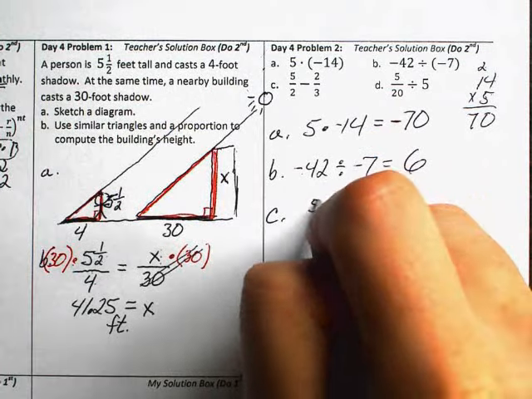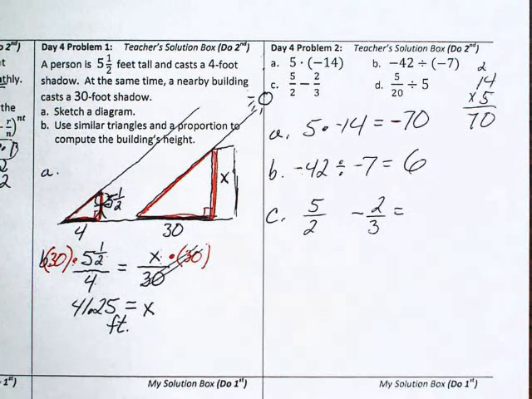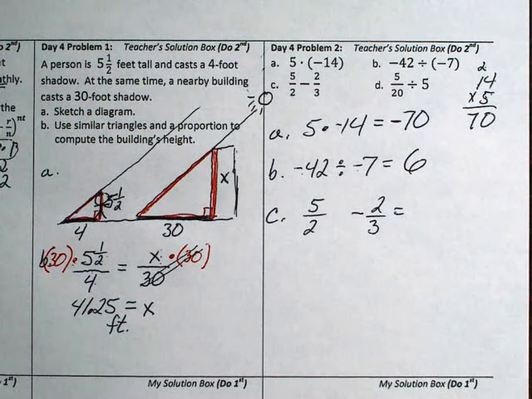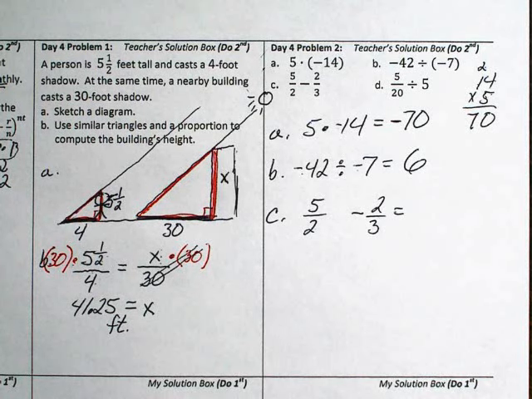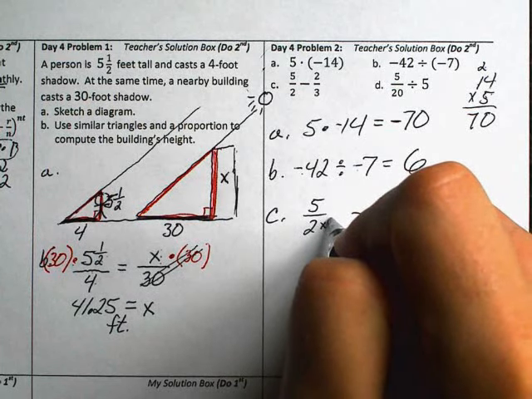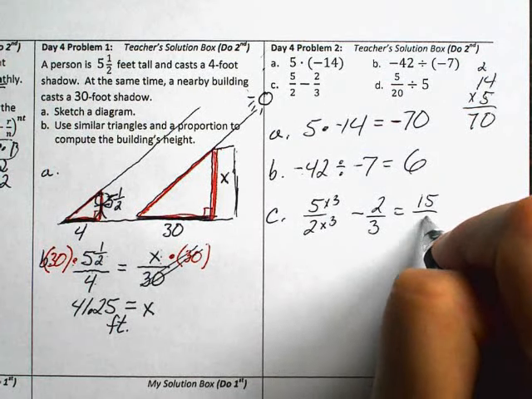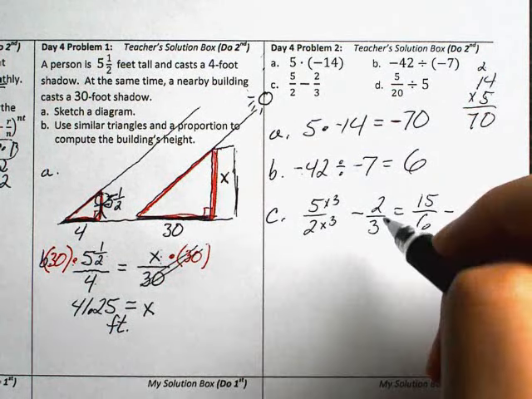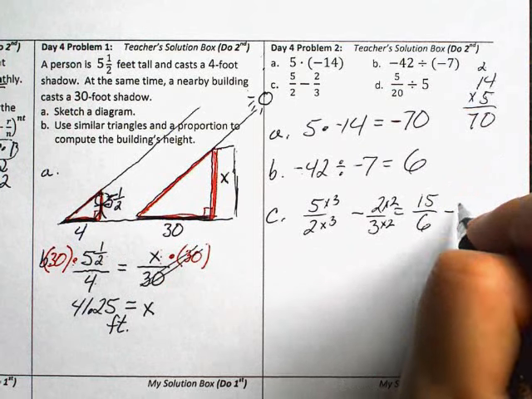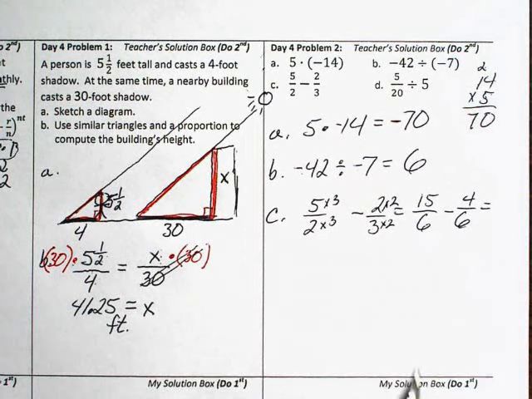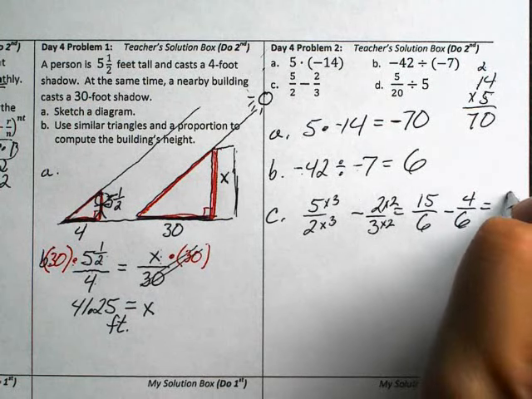Question C, 5 halves, subtract 2/3. Subtracting fractions is when you need to have the same denominator. So let's change these fractions so that the denominators are the same number. You can multiply the first fraction by 3/3, and that will change it to 15/6. And we can multiply the second fraction by 2/2. That will create 4/6. And now that both fractions are measured in sixths, we can subtract them. 15 subtract 4 makes 11/6.